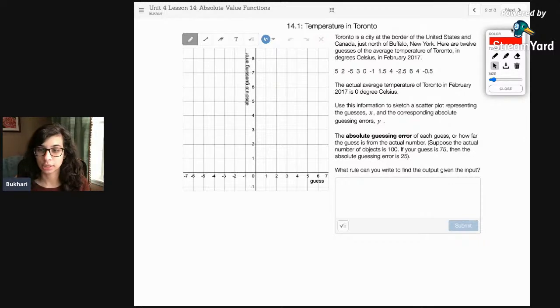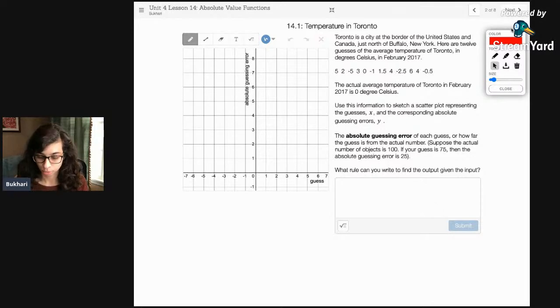An absolute guessing error is how far away the guess is from the actual number. It's the distance. So if the actual number of objects is 100 and you guess 75, then the absolute guessing error is 25. You're missing 25 from the actual number.